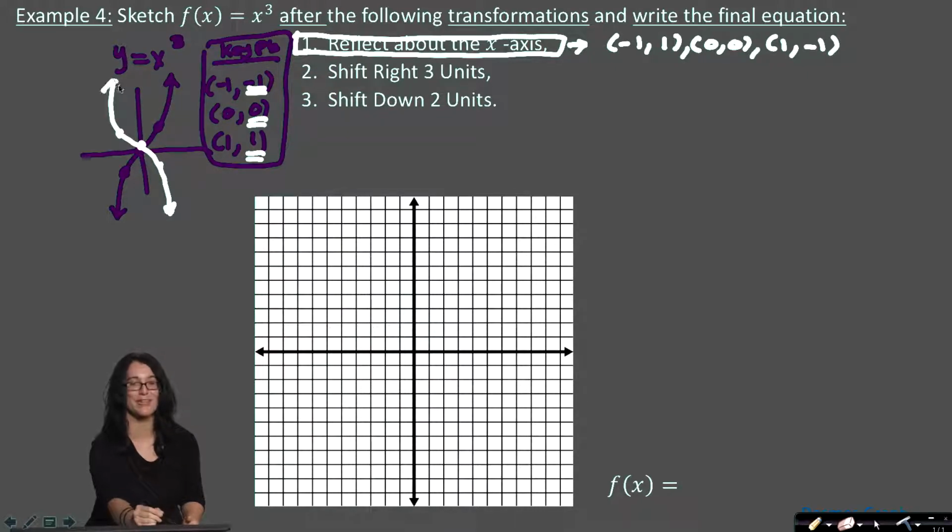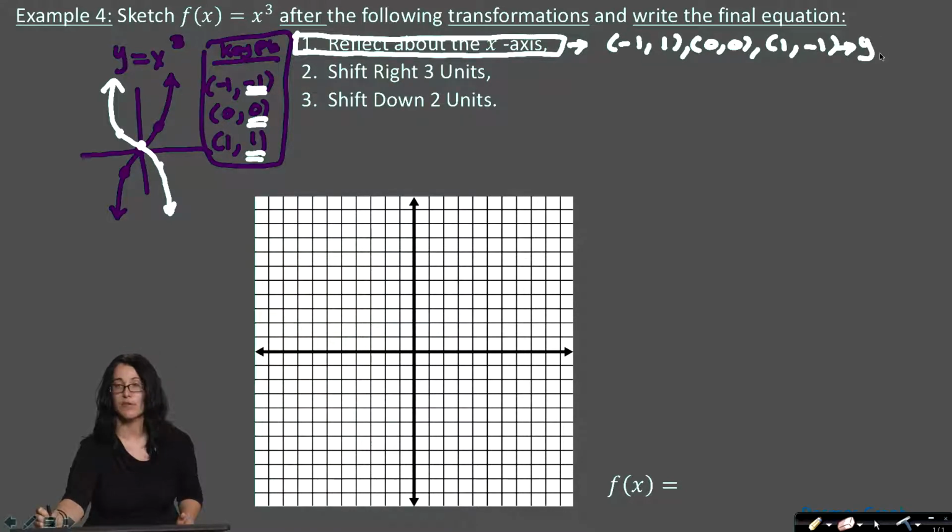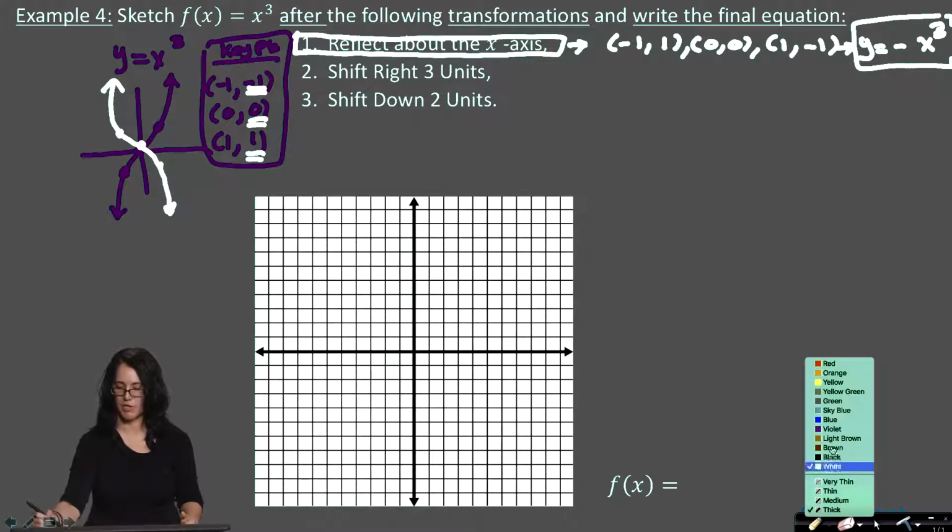Now you don't have to graph it each step, but I want to visually show you, if you're a visual person, what's going on. Now what would this equation have looked like, just so we can track with ourselves here? That's right, if you're changing the signs of the y values, you need to put the negative in front of the whole thing. So negative and then x cubed. So there's y equals negative sign in front, x to the third power. Okay, let's look at our second transformation here.